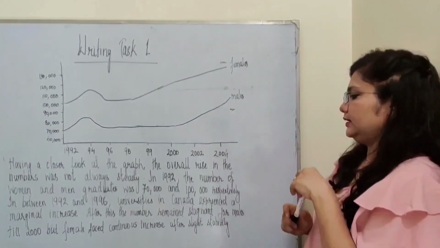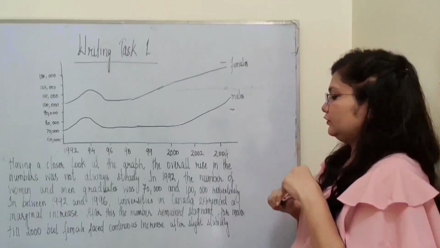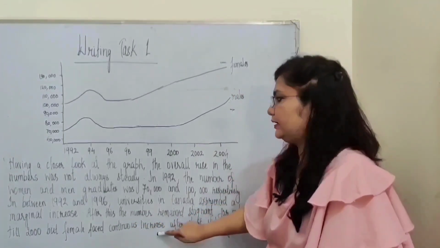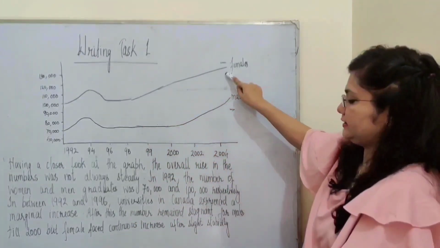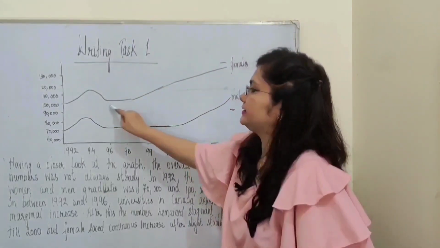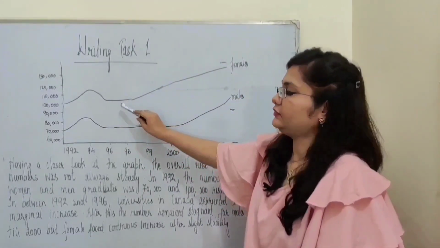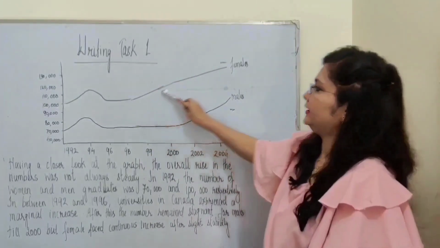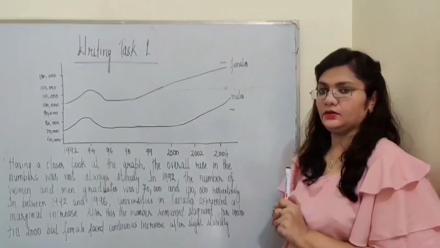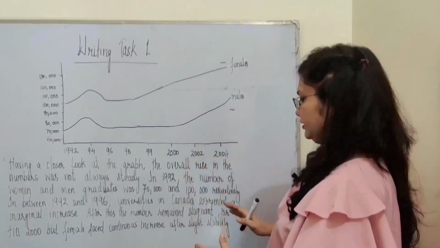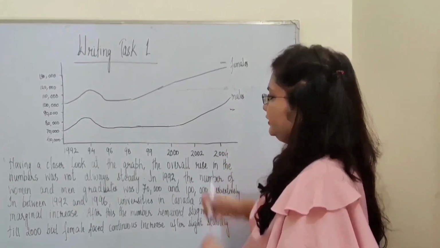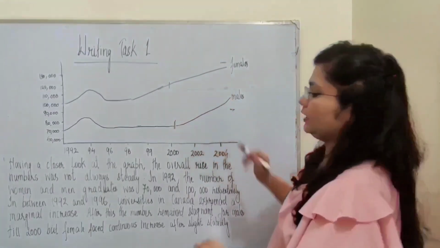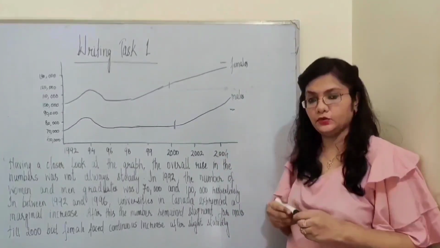And after this, if we talk about the females, the female faced a continuous increase. It faced a continuous increase after slight stability. After experiencing this, the number of females increased dramatically. Okay, so I have just given this point only. The rest of the thing we are going to discuss in body paragraph 2.